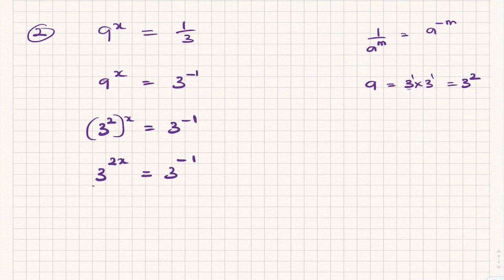Now, again, 3 is the same base on both sides and there's an equal sign between them. Hence, because they're the same base, the powers will be equal. Therefore, 2x will be equal to minus 1. So that power here will be equal to that power here if their bases are equal and there's an equal sign between them. So therefore, divide both sides by 2. x equals minus 1 over 2. So it's minus a half.